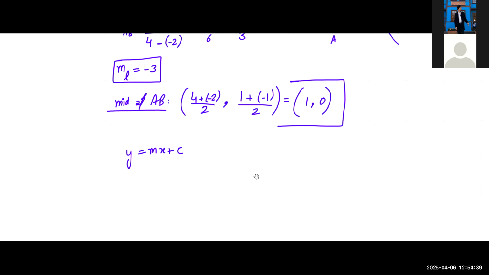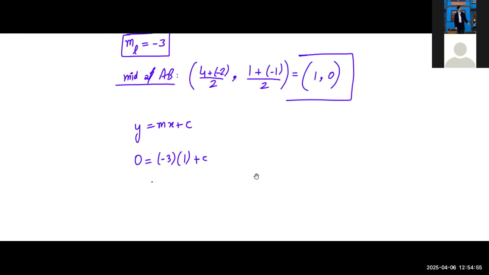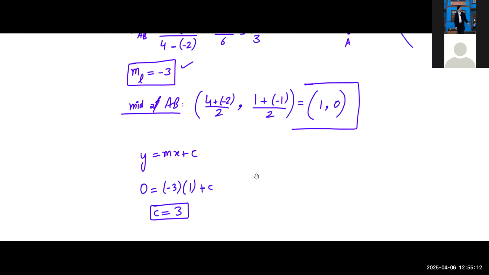0 equals negative 3, that's the slope, times 1, plus c. And so c is 3. Because you have minus 3 plus c, you add 3 to both sides, so c equals 3. And you already know m, and you now know c, so you can now finally state that the perpendicular bisector will have this equation in general.